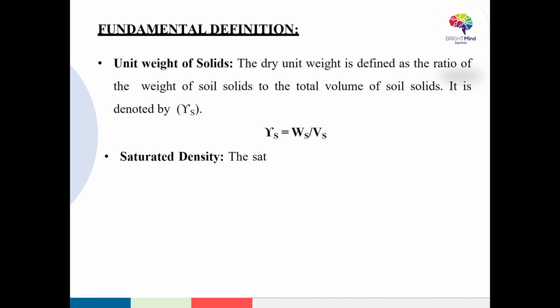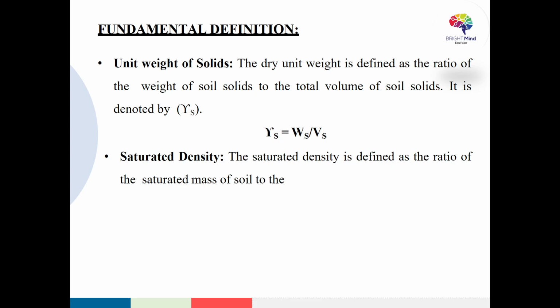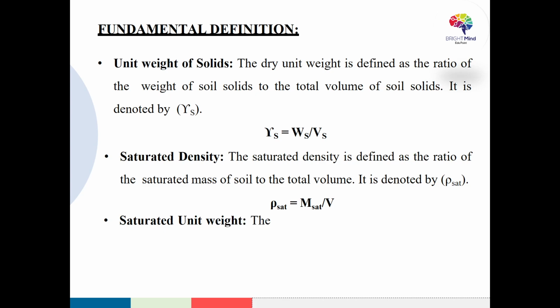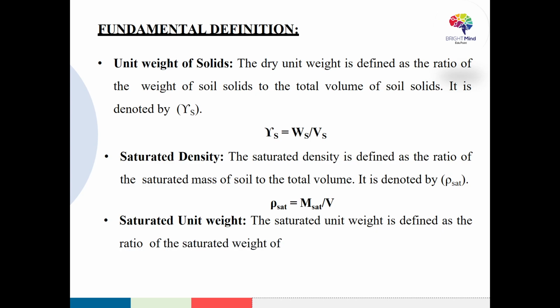Next is the saturated density. So saturated density can be defined as the ratio of the saturated mass of the soil to the total volume. It is denoted by rho sat, or gamma sat in case of unit weight. This saturated density is very helpful to find the submerged unit weight or submerged density of the soil mass.